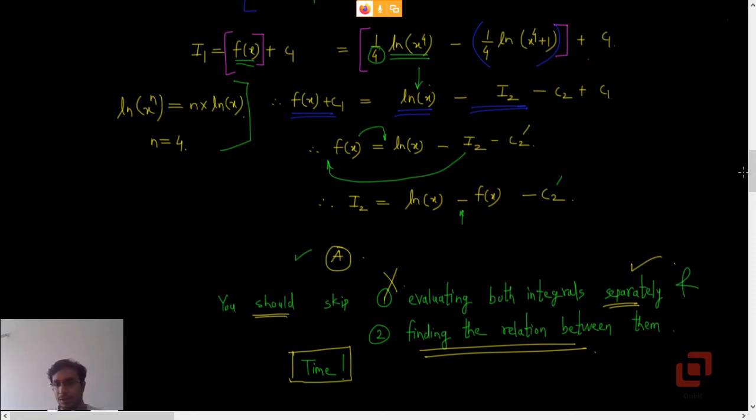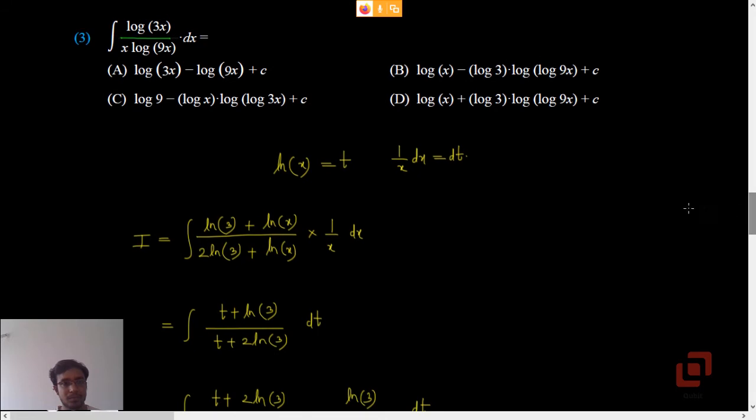Let us now go to the third example. Very simple. Question 3. Integral of log of 3x upon x into log of 9x dx is equal to option A, log of 3x minus log of 9x plus c. Option B, log of x minus log of 3 into log of 9x plus c. Option C, log of 9 minus log of x into log of 3x plus c. And option D, log of x plus log of 3 into log of 9x plus c.